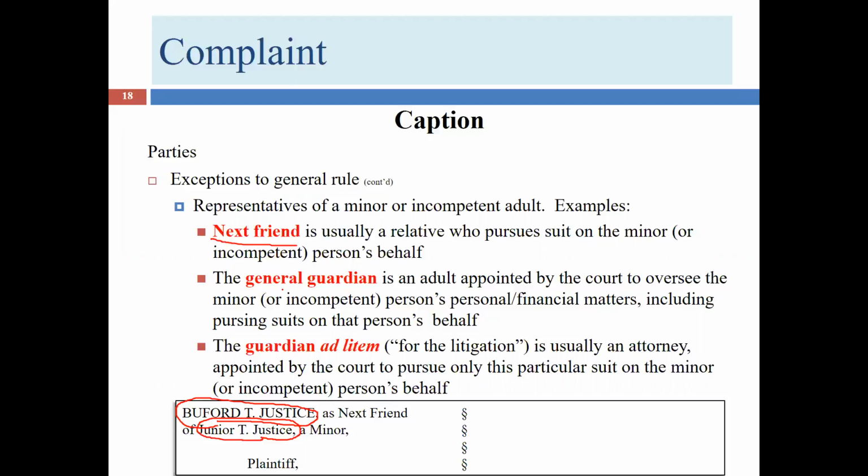We could have a general guardian. This would be somebody who has a general responsibility for that person's financial affairs. And again, it could be the minor, but it could also be an incompetent adult, maybe somebody with Alzheimer's or somebody who is in a coma or something along those lines. And then you can have a guardian ad litem who's a guardian only for the purposes of this litigation. So ad litem means for this litigation.